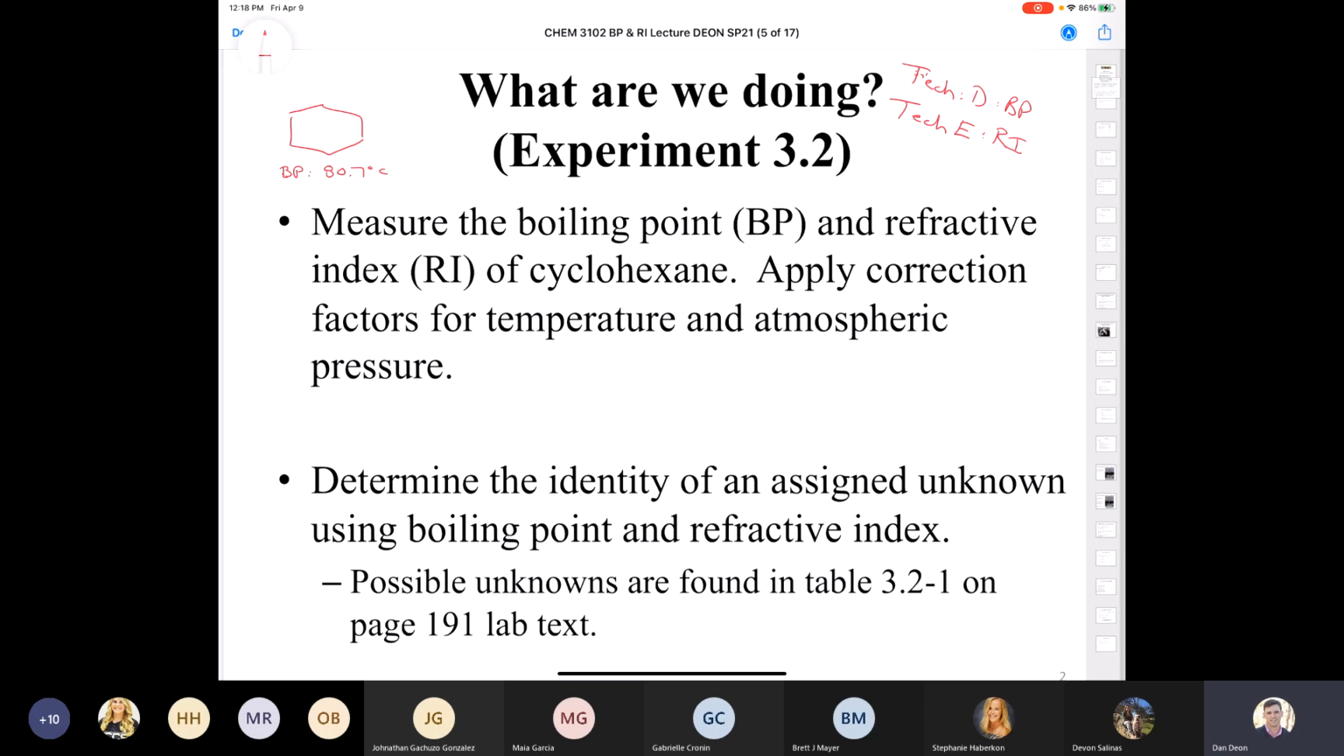So you're going to determine the identity of an assigned unknown compound by using the boiling point and refractive index. Now, when we have an assigned unknown compound, the number of your unknown is going to be written on the sash of your fume hood. There are roughly 5 million organic liquids in existence, but on page 191 of the lab text, we only have 24 unknowns on there. So we don't use all 5 million. We limit it to only 24 possible compounds.